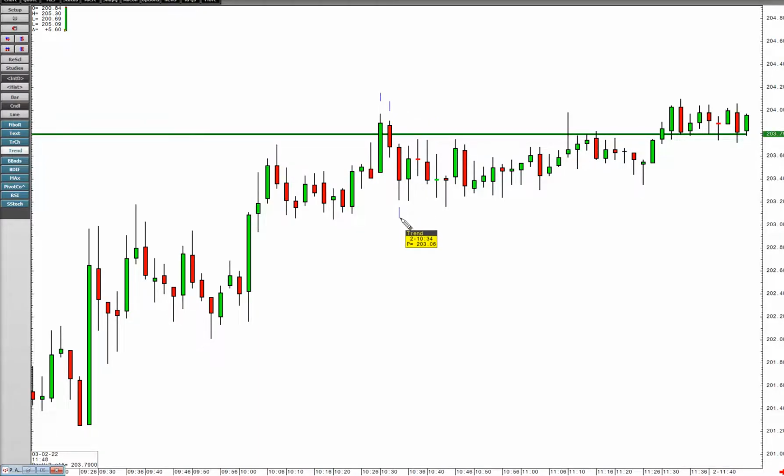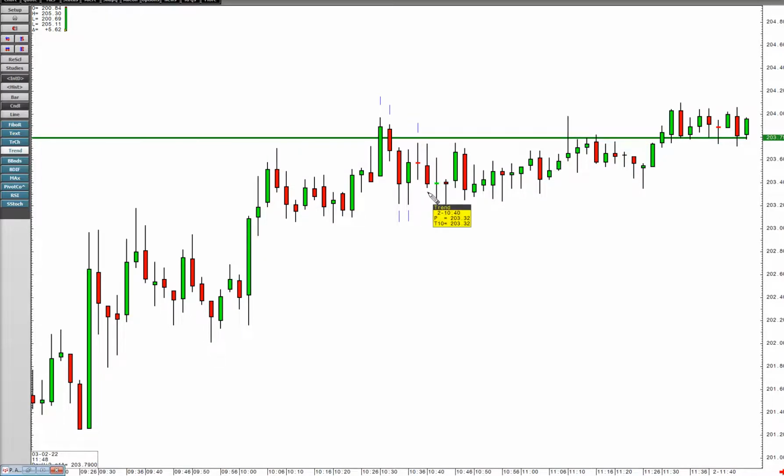Lower low, lower high, down bar. Lower low, lower high, down bar. Higher low, higher high, up bar. Lower low, lower high, down bar. Down bar, down bar. And we pretty much got our 2 waves in very short order. 2, 4, 6, 8, 10, 12, 14 minutes.